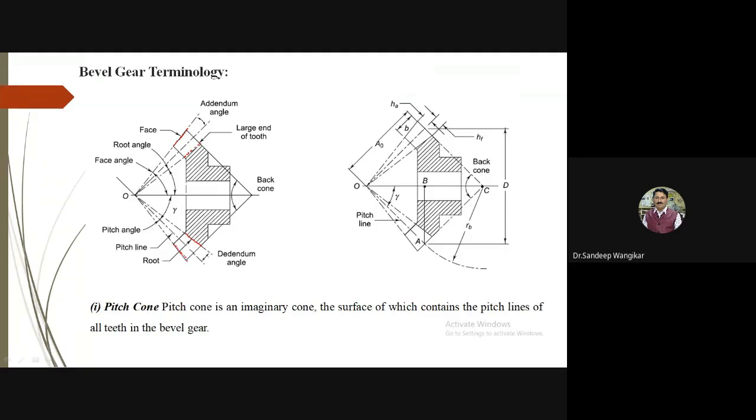After drawing these lines, imaginary lines are drawn at the center. This is called the pitch line. If you refer to the diagram, exactly at the center you can see this line. This line is called the pitch line, and the lines meet at one point. This is the pitch point.